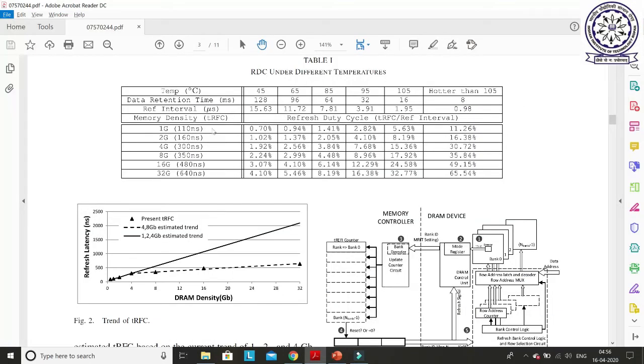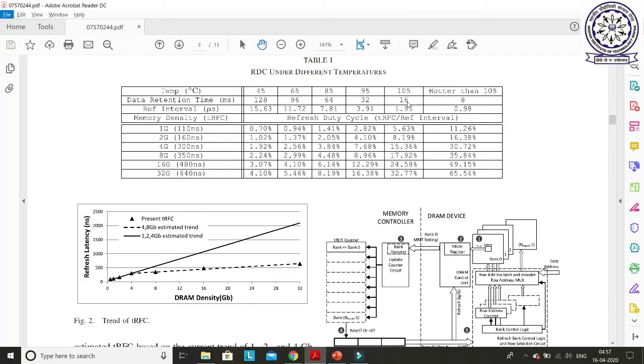The temperature issue is more in case of 3D stack DRAM. In this table, they have shown some interesting results. This is the temperature, and 45 degrees is the ideal temperature. At 85 degrees centigrade, the retention time or the refresh period should be 64 millisecond. If the temperature goes to 95 degrees centigrade, then the retention time must be 32. If it goes to 105 degrees centigrade, then retention time must be 16 millisecond, not more than this.